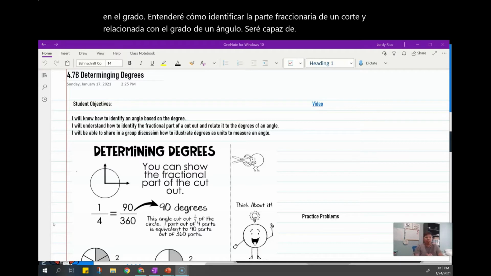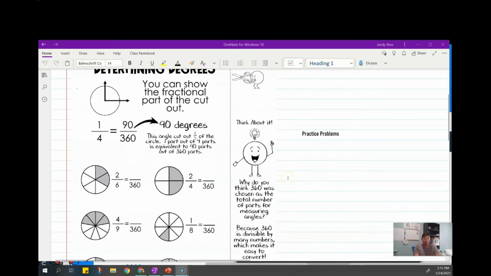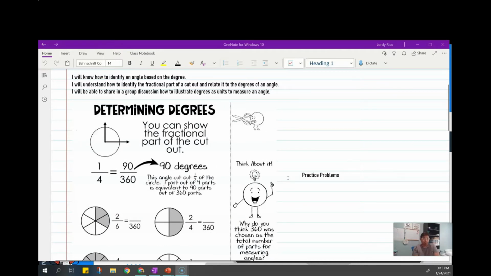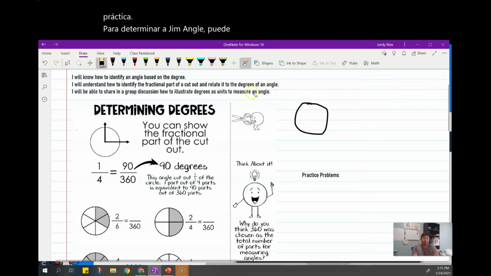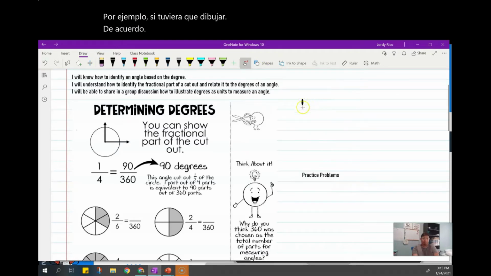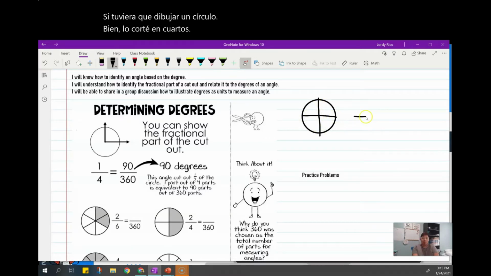Okay, so we're going to look at our notes today, and we're going to see some practice problems. To determine angle, you can show the fractional part of the cutout or the angle, okay? For an example, if I were to draw a circle, and I cut it into fourths, my denominator would be 4, right? Because there are 4 sides.